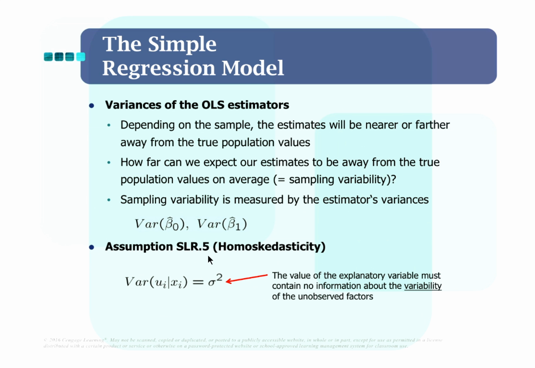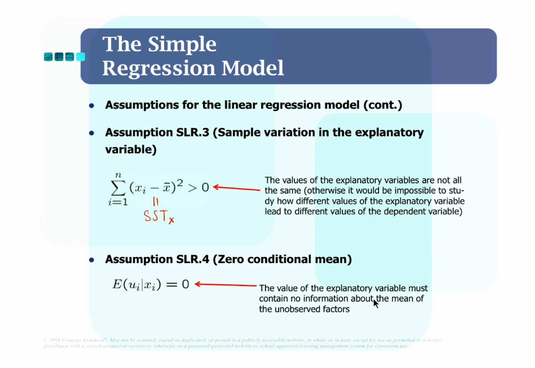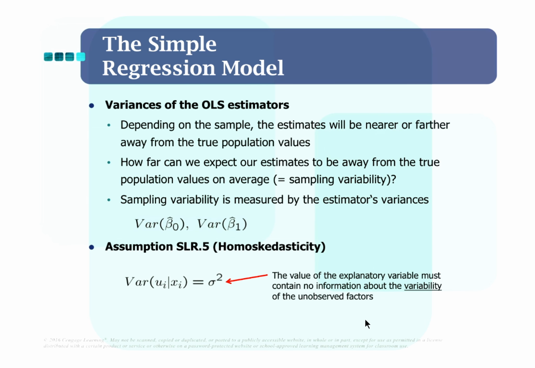So this assumption is called homoscedasticity. It says that the value of the explanatory variable must contain no information about the variability of the unobserved factors. And SLR4, right, says that x contains no information about the mean of the unobserved factors. This is a bit different.